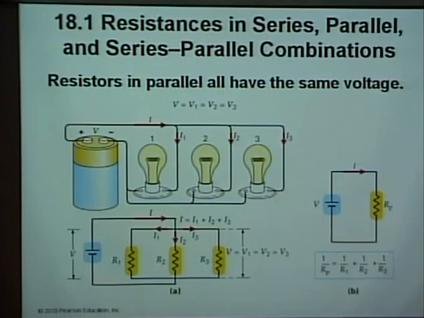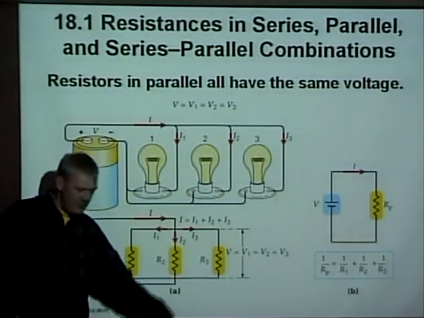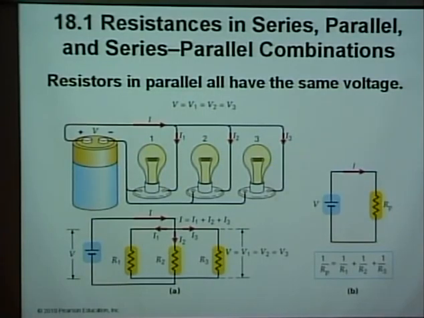R1, that's the one with the 5, okay? And which one's going to have the least amount of current going through it? R2, because it had the 15, okay? All right. And then R3 will be in the middle between the two. Okay, good.